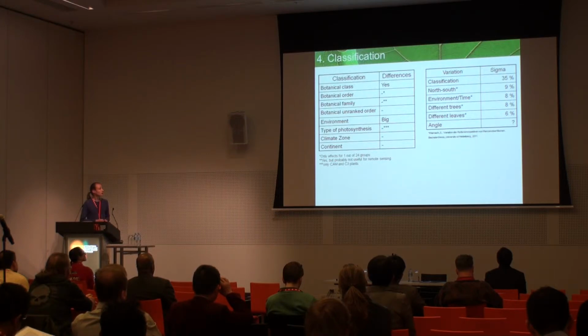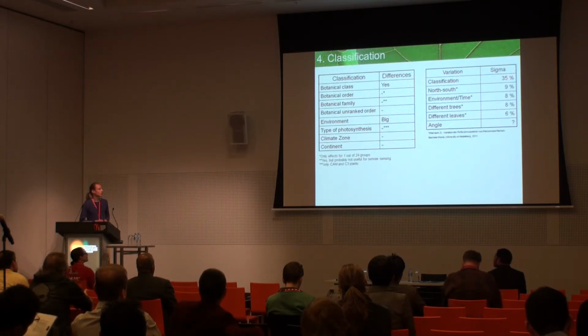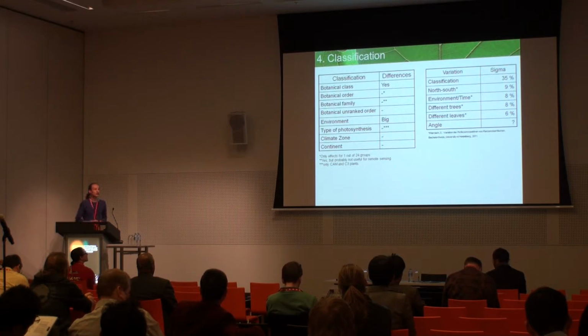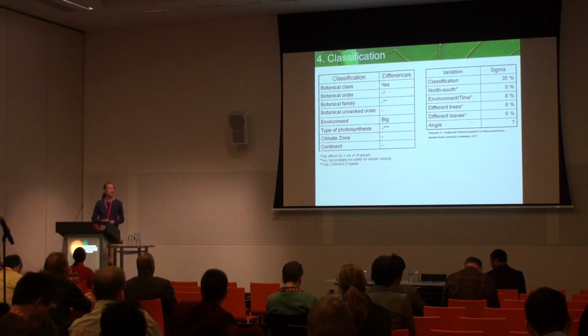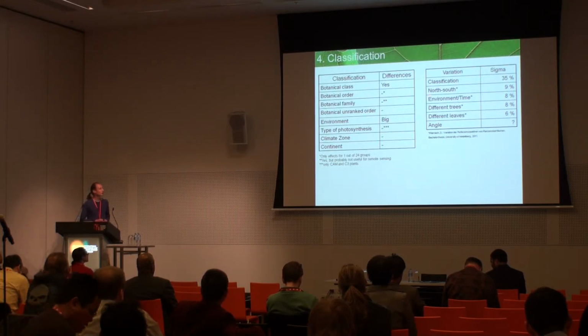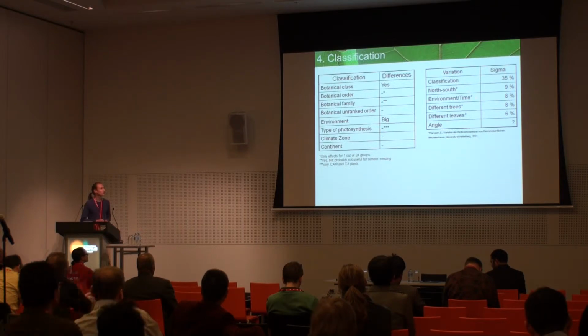So this is just the order of magnitude, how big the variations are. So this is the order of magnitude of the variation for the classification I showed. And then there are several different things which we analyzed. For example, if you measure the same plant on the same day, one leaf from the north side and one leaf from the south side, they differ about 9%, which is quite a lot compared to the classification.